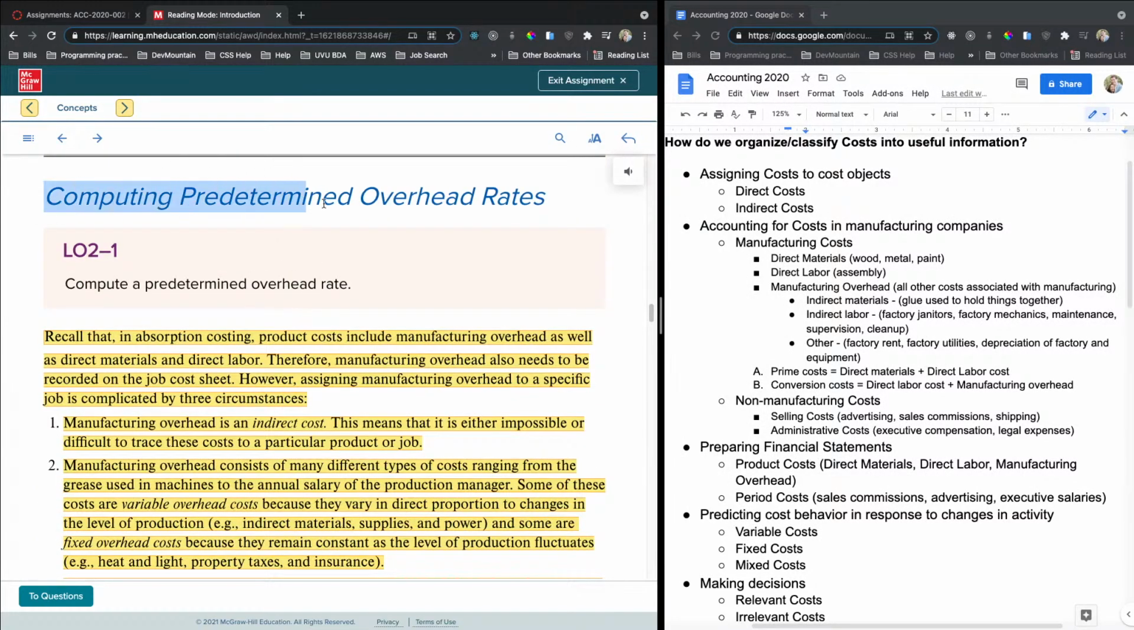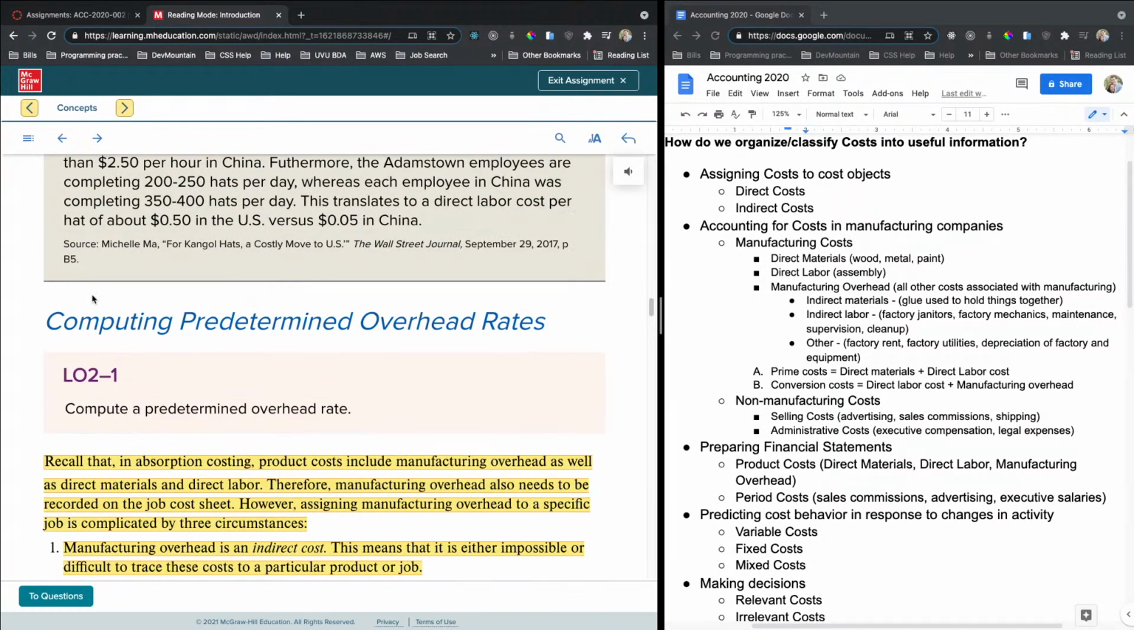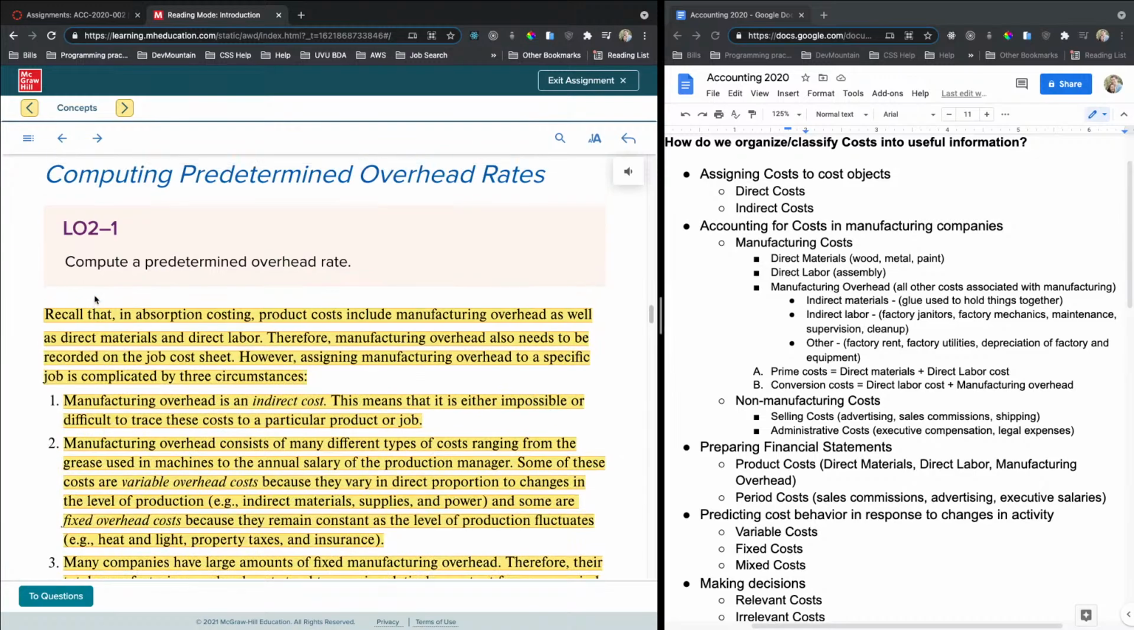All right, computing predetermined overhead rates. So a predetermined overhead rate, overhead. This is the cost of the product, I'm pretty confident. Recall that in absorption costing, product costs include manufacturing overhead as well as direct materials and direct labor.